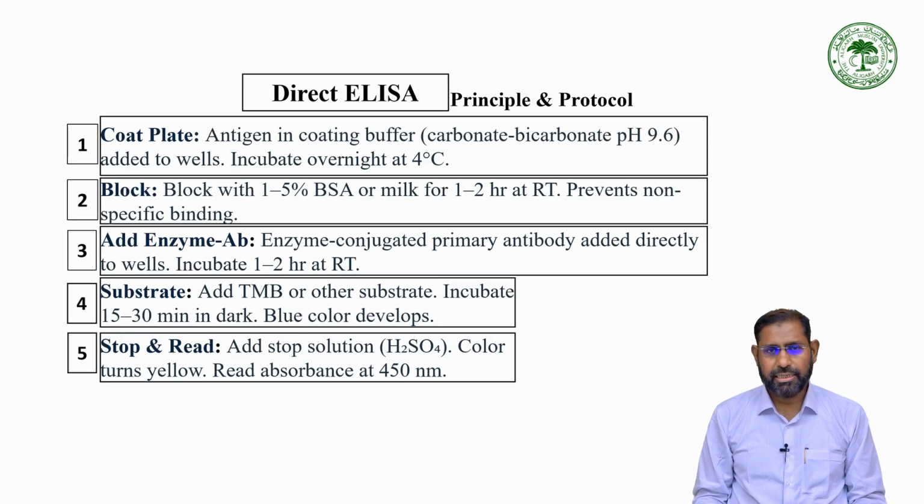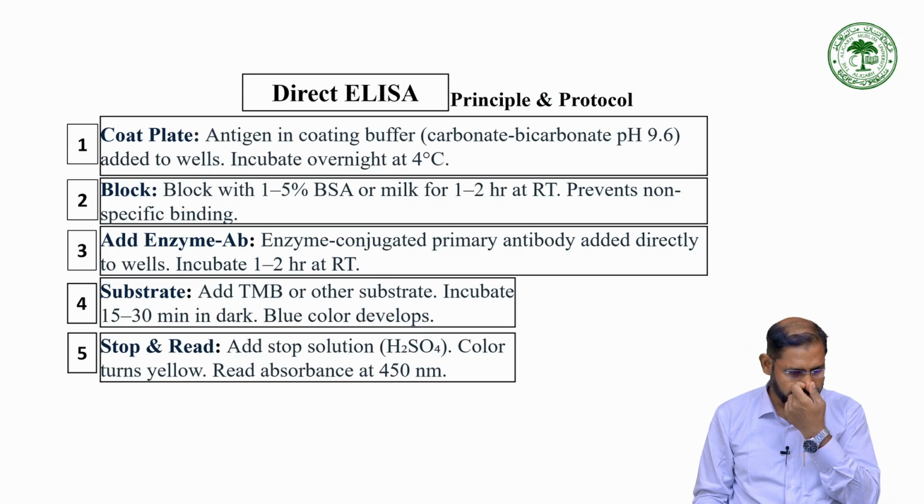Now for the direct ELISA principle and protocol. First we coat the plate. The antigen is in coating buffer, which is carbonate-bicarbonate at pH 9.6, added to the wells, then incubated overnight at 4 degrees.